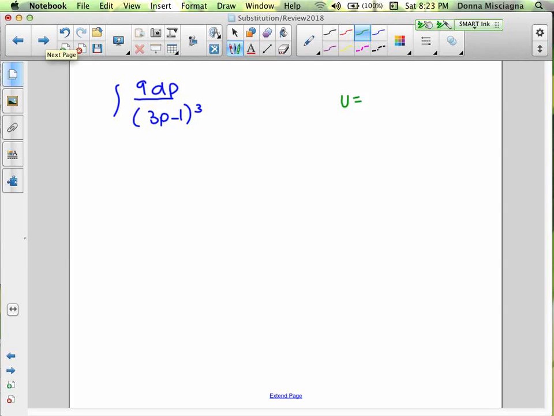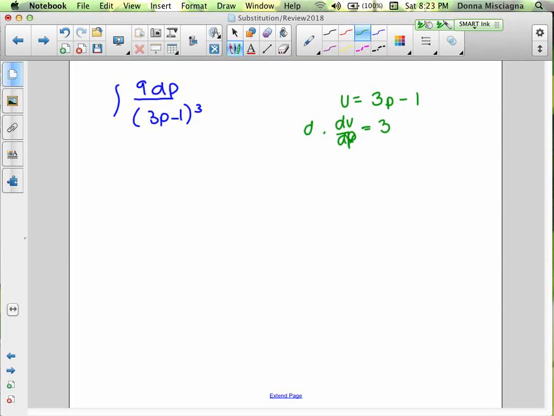So the u is going to be 3p minus 1. Okay, won't include the exponent. The exponent's not the issue. It's the fact that something's in the denominator, and it's a function, not just a single variable. So u is 3p minus 1. Du dp is equal to just 3, right?